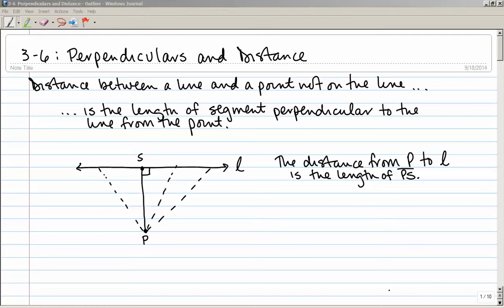Section 3.6 is on perpendiculars and distance. The distance between a line and a point not on the line is the length of the segment perpendicular to the line from the point.